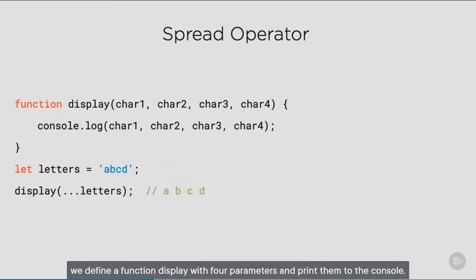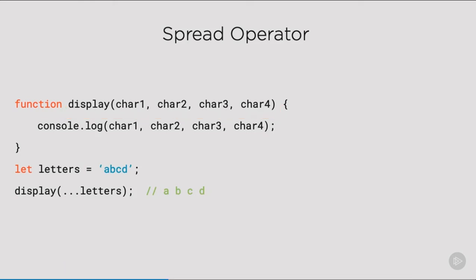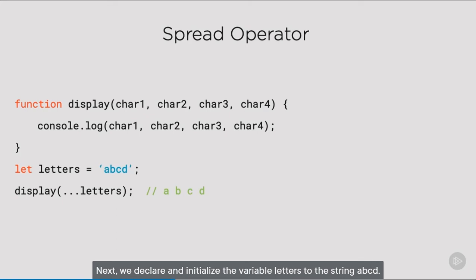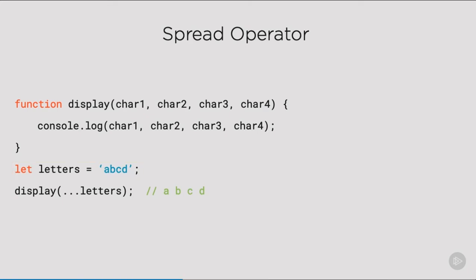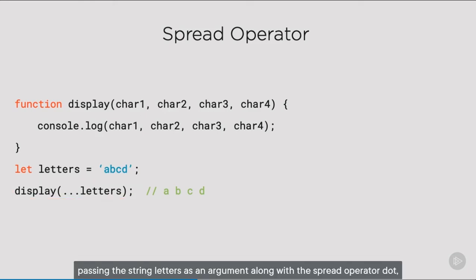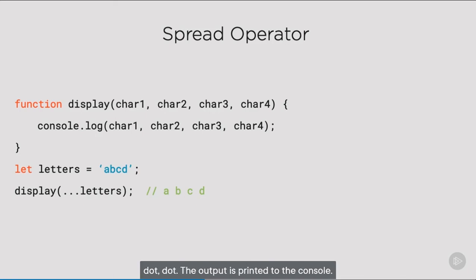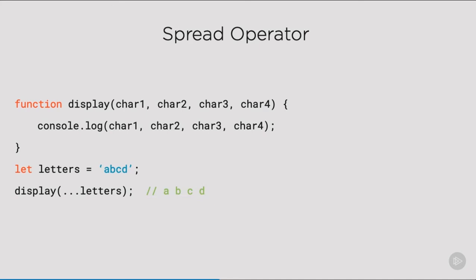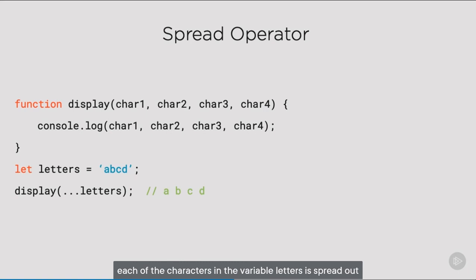In this example, we define a function display with 4 parameters and print them to the console. Next, we declare and initialize a variable letters to the string ABCD. Finally, we call the display function, passing the string letters as an argument along with the spread operator. The output is printed to the console. Since a string is an array of characters, each of the characters in the variable letters is spread out to the parameters of the display function. So the spread operator can be used with any iterable like string, array, or list.